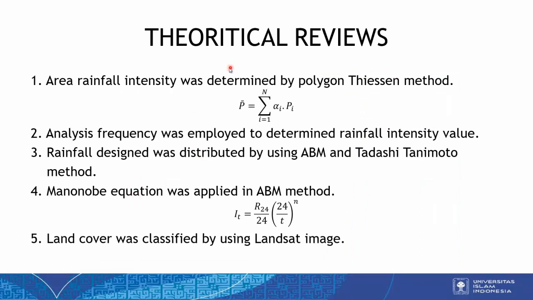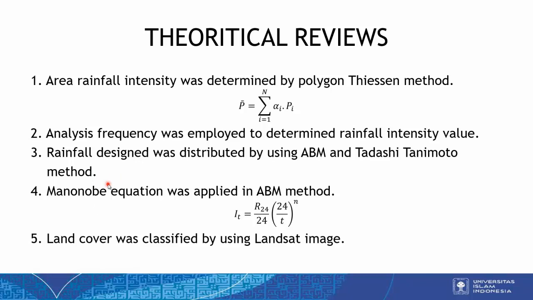For the theoretical review, the area rainfall intensity from several rainfall stations was calculated by using the Thiessen method. And then to obtain the daily rainfall intensity related to probability, in this term we call the return period, we can use the frequency analysis. And then the design rainfall was distributed by using the ABM and Tadashi Tanimoto. It means from the daily rainfall intensity, the rainfall intensity will be distributed into shorter rainfall intensity. The value of the rainfall intensity in each hour was calculated by using the Mononobe equation.